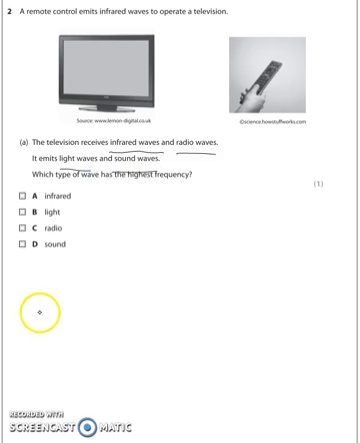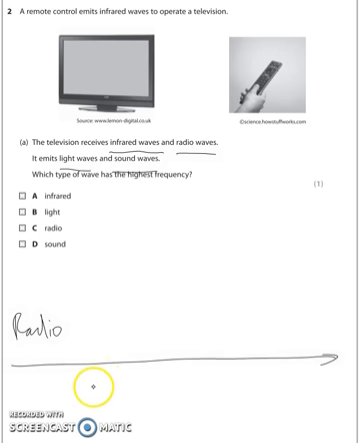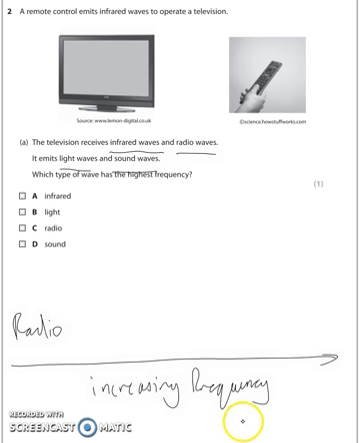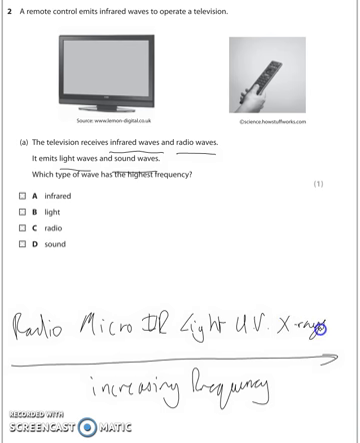Well, we've got to go back to our electromagnetic spectrum. So if we had longest wavelength here, this would be our increasing frequency. Remember that the longest wavelength means that it has fewer waves per second, so this is the one with the lowest frequency. So next to this one will be micro, and then we've got infrared, almost forgot, then light, then we've got UV, and we've got X-rays, and we've got gamma. Almost forgotten.